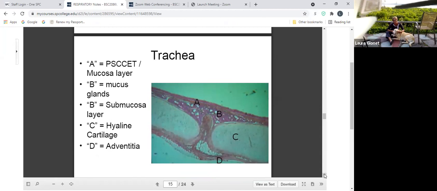This is the histological slide of the trachea that I think is very, very good. So here you can see at A, the upper layer, adjacent to the lumen, so that's mucosa, pseudostratified ciliated columnar epithelial tissue. But between that superficial purple stripe of tissue on top and the hyaline cartilage at C is the region of B, that is a darker purply staining region, I guess you could say. That's your submucosa.